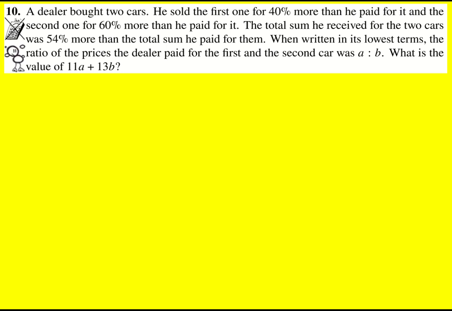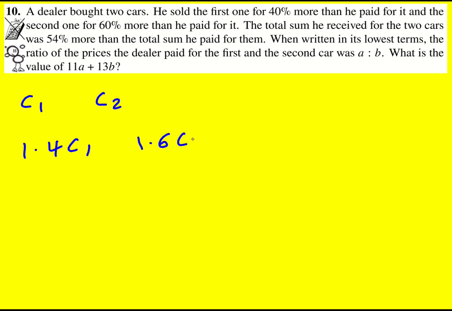We're told that the dealer bought two cars. Let's say they bought the first one for C1 and the second one for C2. He sold the first one for 40% more than he paid for it, so that's going to be 1.4 times C1 using multipliers, and the second one for 60% more than he paid for it.